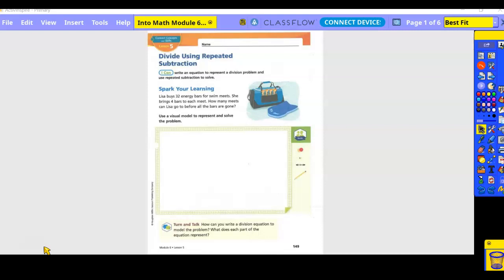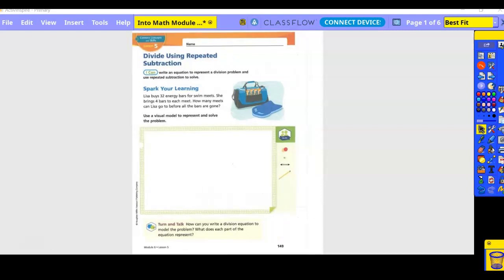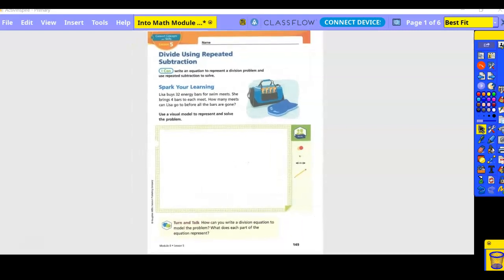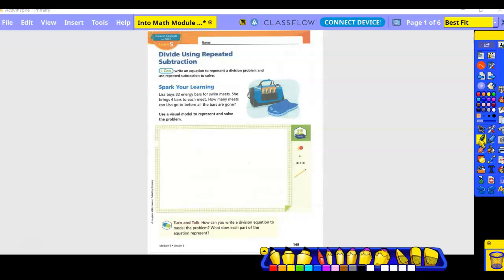So we need to pull out our information. So what are our numbers? 32 energy bars, 4 bars. And then our question is, how many meets can Lisa go to before all the bars are gone? So what is going to be our equation? 32 divided by 4 equals the number of meets she can go to.